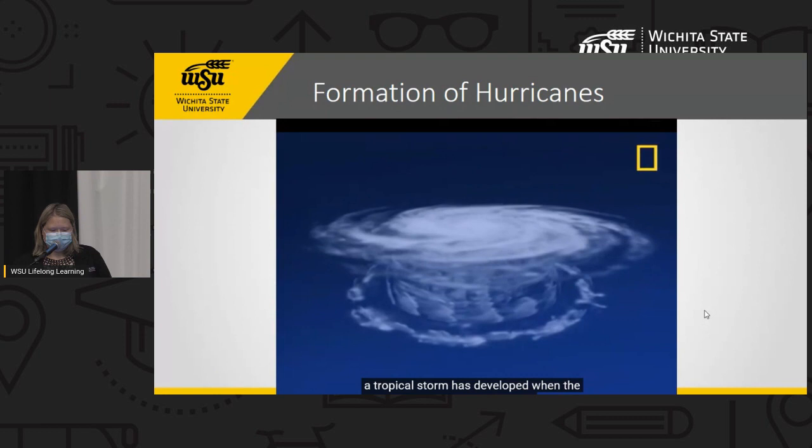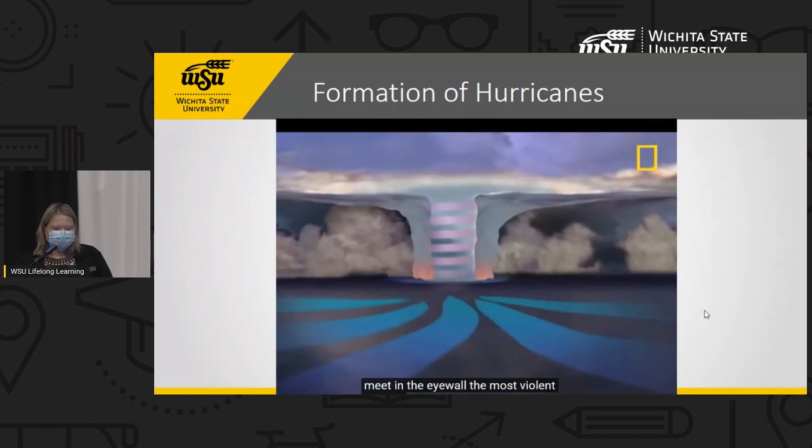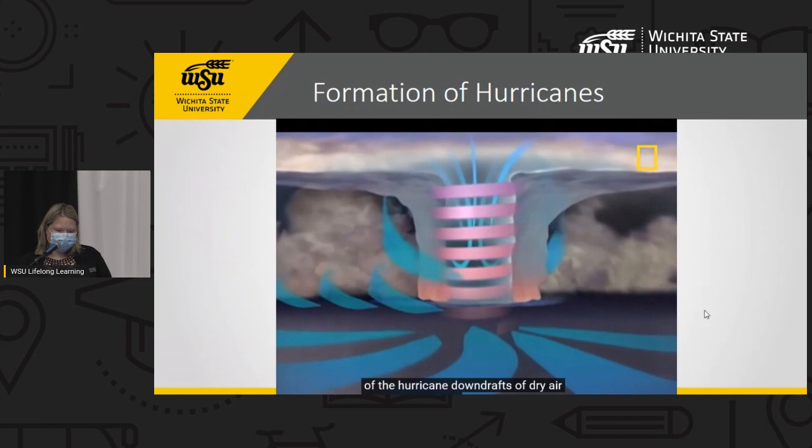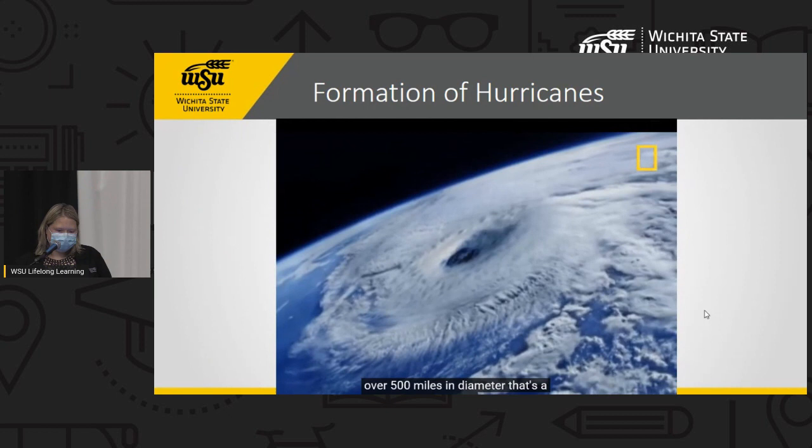Inside the storm, bands of rain up to 300 miles long meet in the eye wall, the most violent section. Here, winds of up to 200 miles per hour spiral upward. Within the center of the hurricane, downdrafts of dry air create a strangely calm area called the eye. Fully formed, a hurricane may stretch over 500 miles in diameter. That's a storm nearly the size of Texas and reach a height of 9 miles.